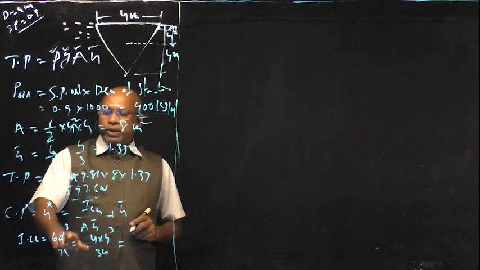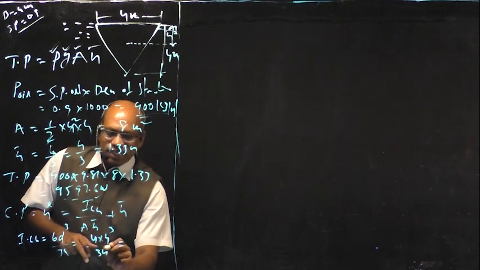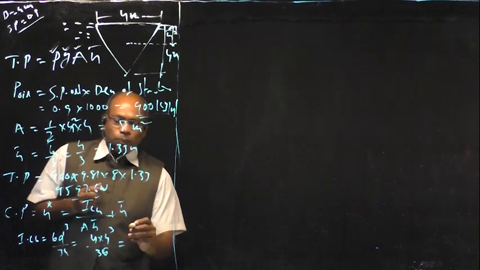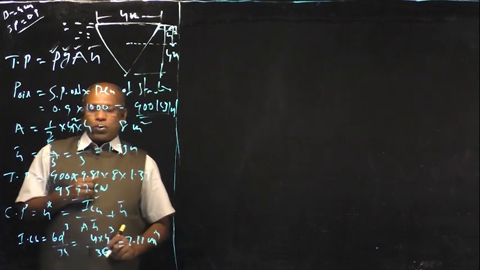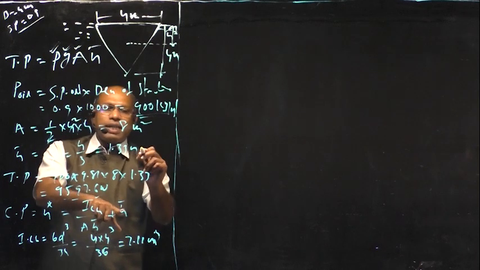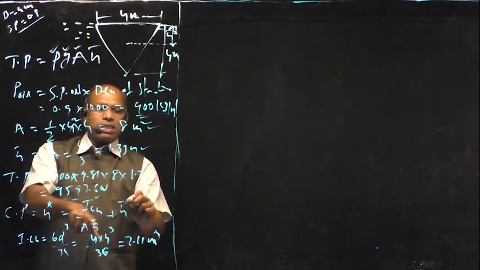ICG is equal to B D cube by 36, that is equal to 4 into 4 cube divided by 36. This is equal to 7.11 meter power 4. Now we have determined ICG, and the area and h bar are already determined here.